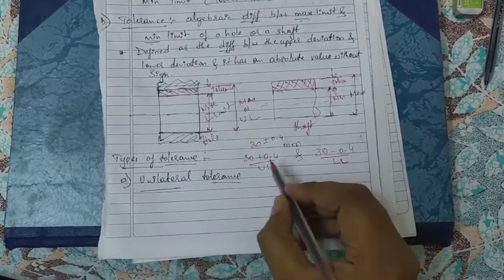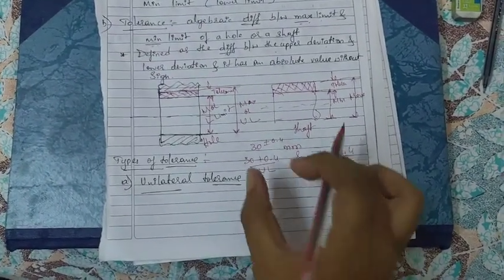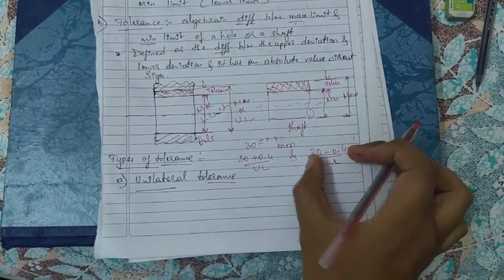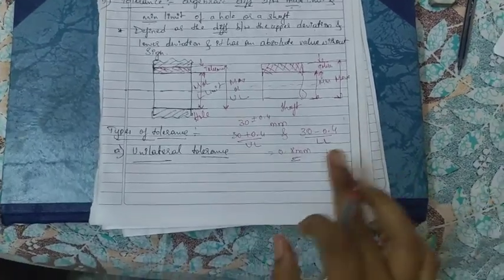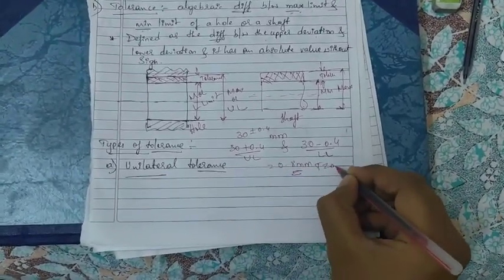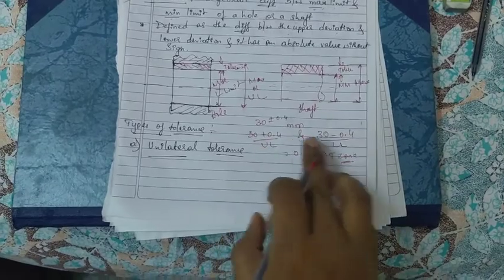The tolerance zone is of how much? So this minus this, the tolerance zone is equal to 0.8 mm. This is the tolerance zone, the tolerance zone value. So this is the upper limit value and the lower limit value.